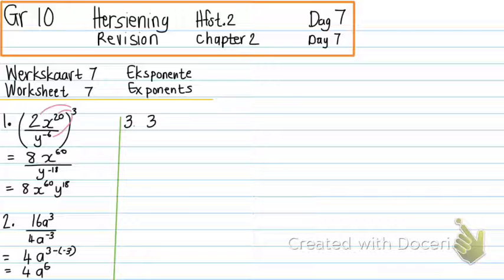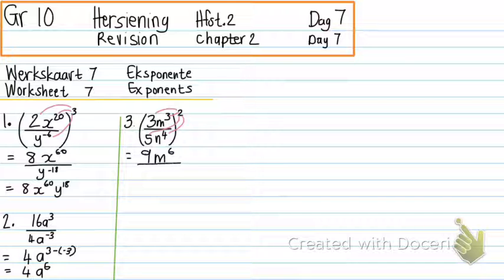Number 3, (3m to the power 3 over 5n to the power 4) squared. So that squared on the outside counts for everything on the inside. So 3 squared is 9. m to the power 3 times 2 is m to the power 6. 5 squared is 25. And n to the power 4 times 2 is n to the power 8. That's all I can do there.